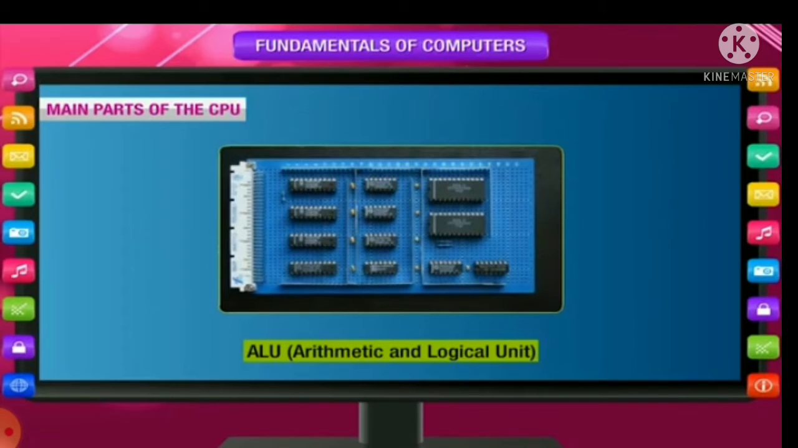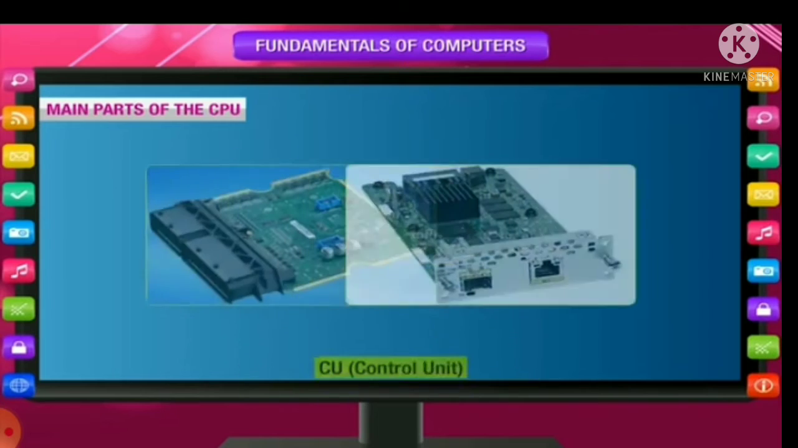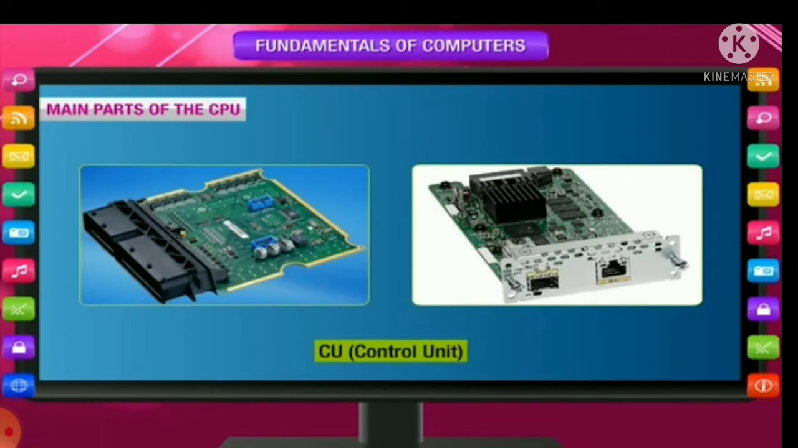The main parts of the CPU. ALU, arithmetic and logical unit. This is the arithmetic and logical unit that performs all the calculations and logical operations. CU, control unit. Control unit manages all the operations of the computer system.